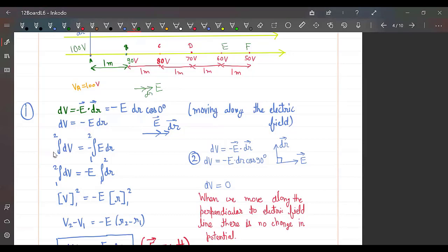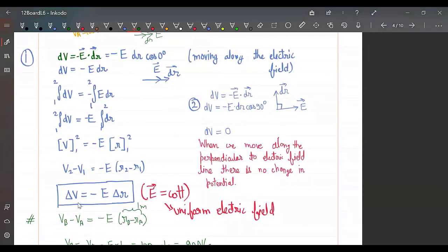I can integrate from point 1 to point 2 to get the change in potential. The electric field is constant because it is a uniform electric field in this case. Integration of dr is r, integration of dV is V. So V2 minus V1 is minus E (r2 minus r1). In short, we can write delta V is equal to minus E delta r. Delta means change, finite change. So this relation is true only when the electric field is constant, that is, this relation is true for uniform electric field.